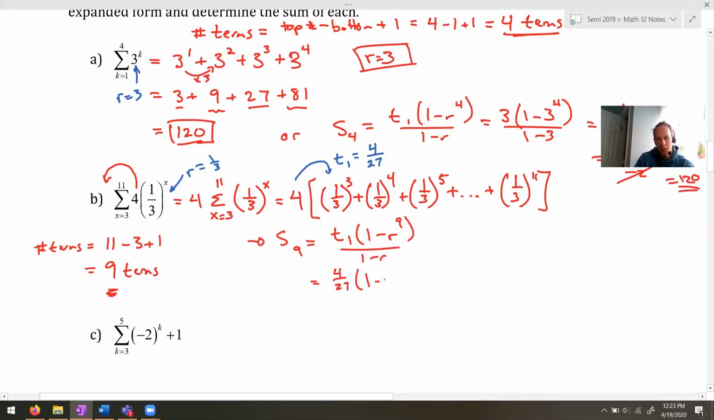This will be 1 minus 1 over 3 to the power of 9. And then this will be divided by 1 minus 1 over 3. At this point, you probably want to pick up a calculator.